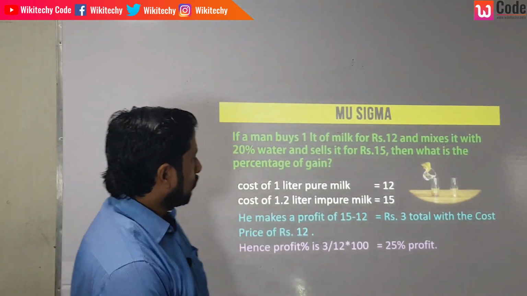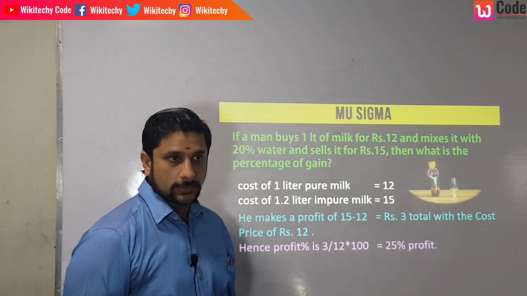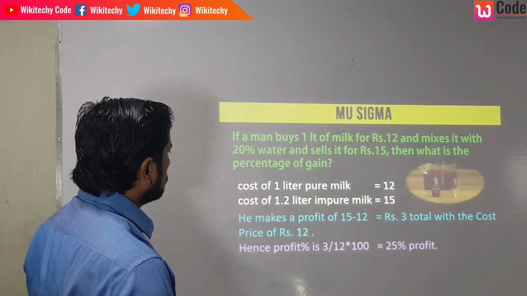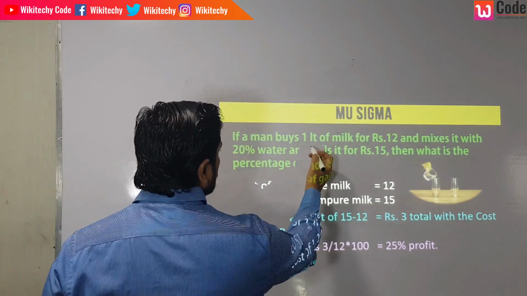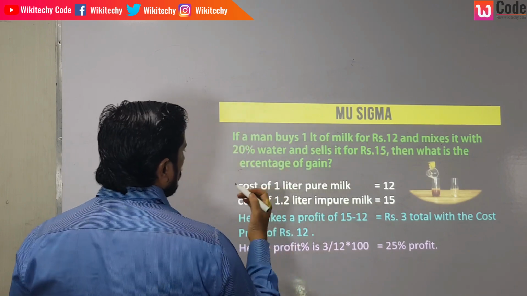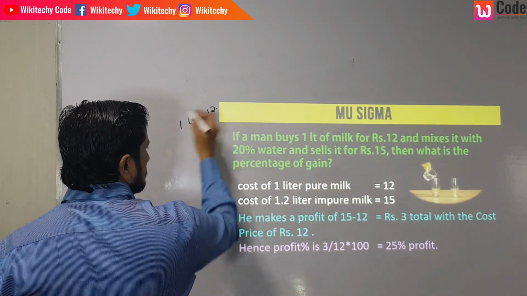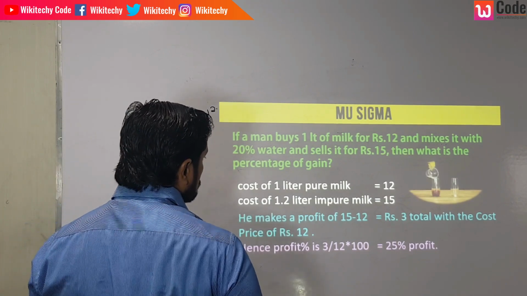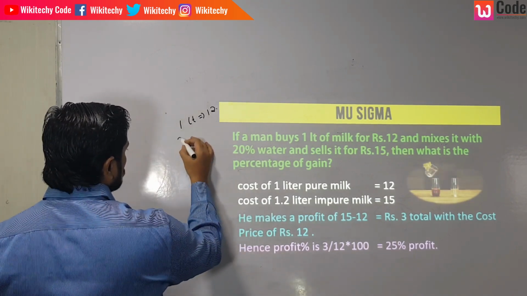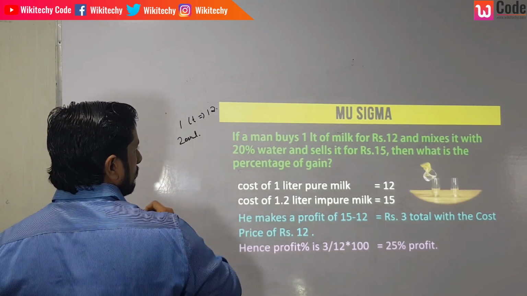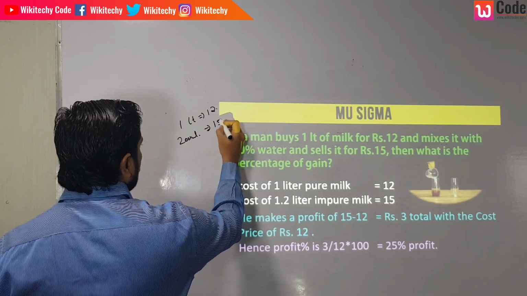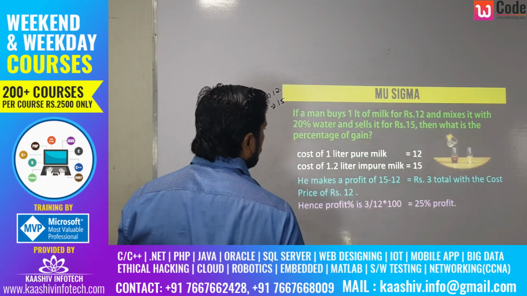Okay, next move on to the percentage problem once again. This is the question. If a man buys 1 liter of milk for rupees 12, okay, so 1 liter of milk he buys for 12 rupees and mixes it with 20% of water. So 200 ml of water he mixed and sold it for 15 rupees. What is the gain he made?